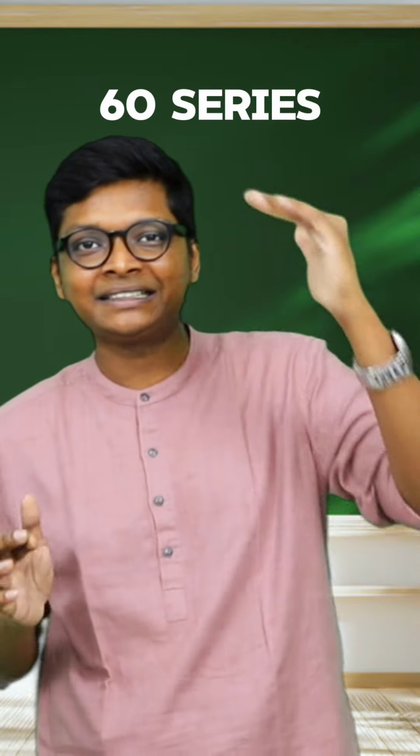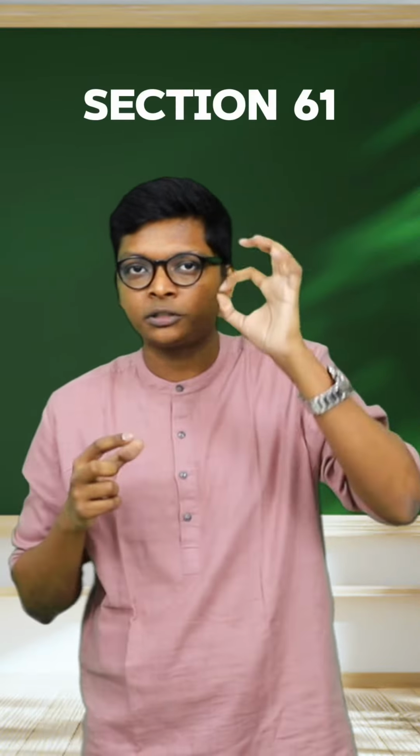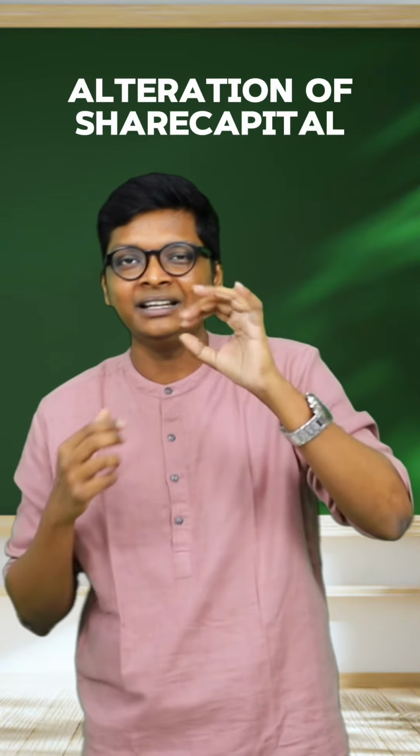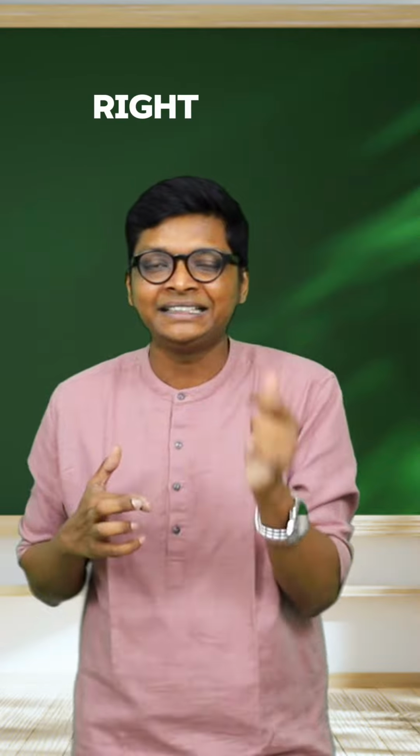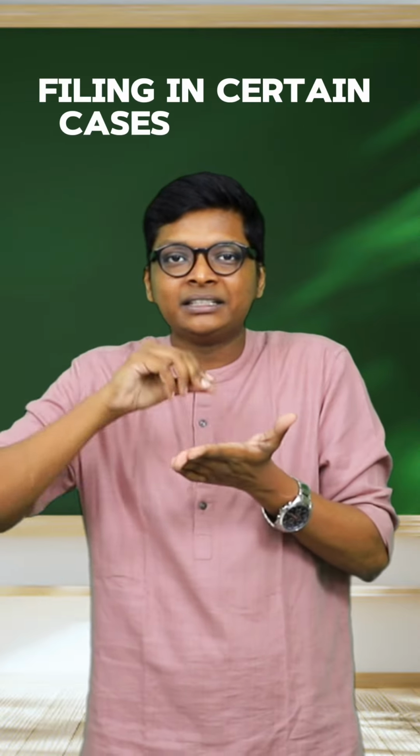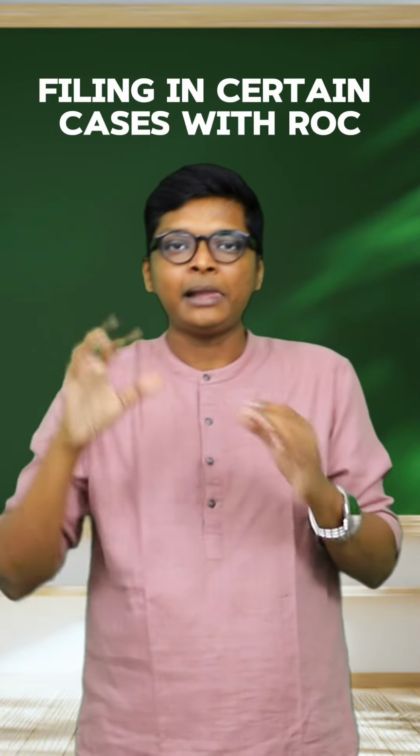Now the 60 series, 61 onwards, is very very important for the exam. Section 61 talks about alteration of share capital. Section 62 talks about further issue of shares, or we call it a rights issue. Section 63 talks about bonus issue. Section 64 talks about filing in certain cases with the ROC.